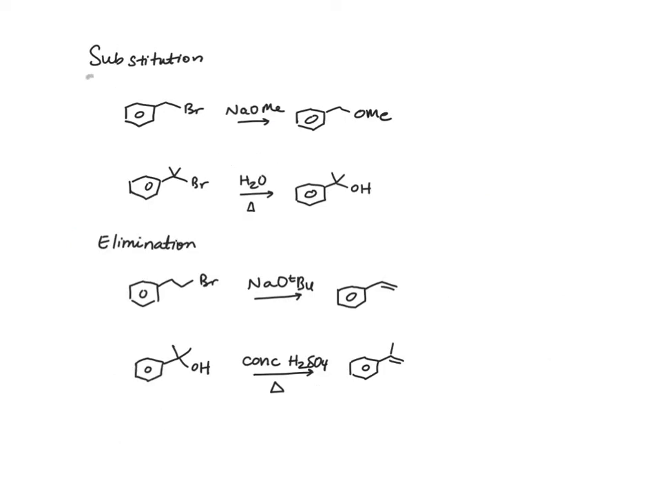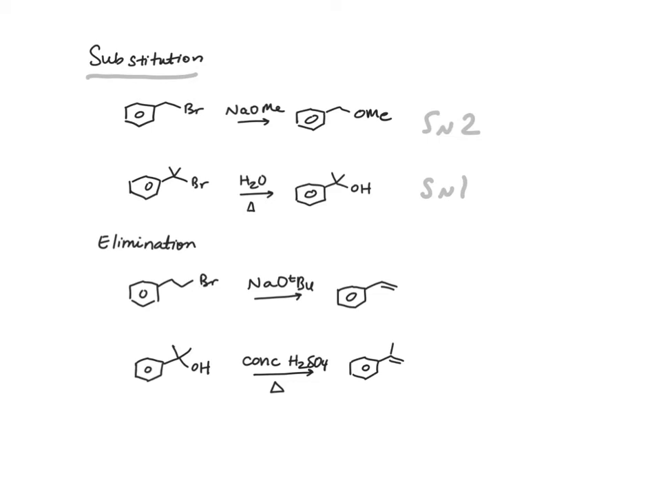Substitution reactions are what we've already covered before. You know that with a primary alkyl halide, or in this case benzylic halide, reaction with a strong nucleophile results in an SN2 reaction. So here we have sodium methoxide replacing bromine as a good leaving group to form this ether. In the second case, we know that if you have a tertiary alkyl halide and treat it with water, then we can get an SN1 reaction to form an alcohol.